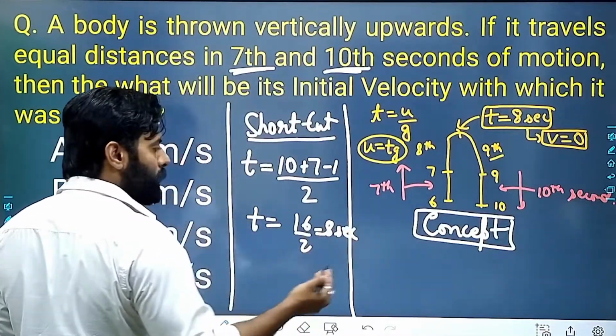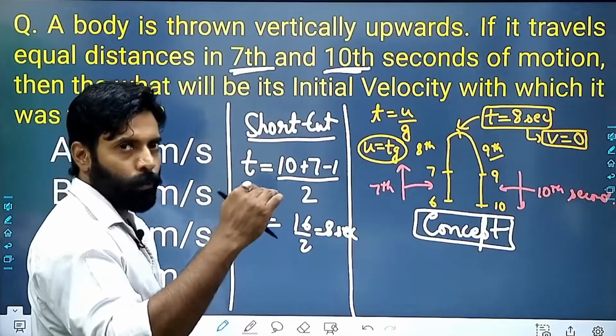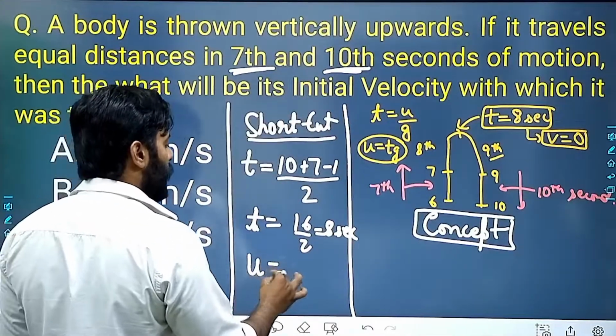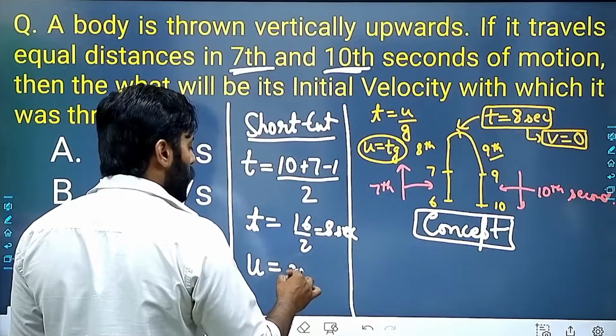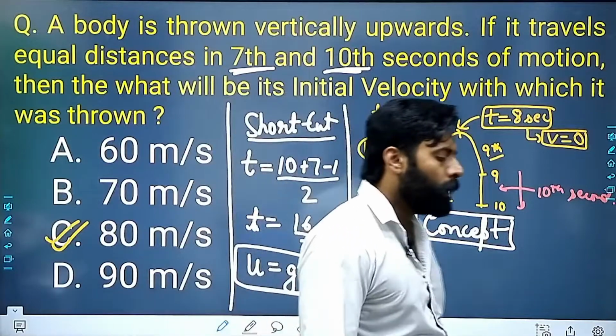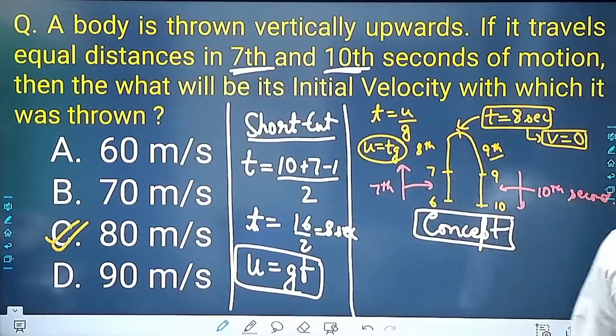So you can easily get the time taken by the body to reach the maximum height. And when you get that time, you can easily calculate the initial velocity as u = gt. This is how we are going to solve these types of questions.